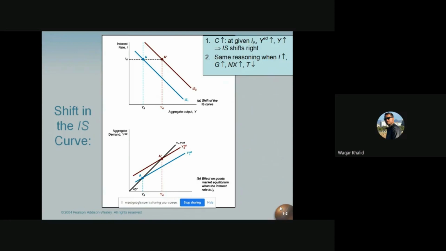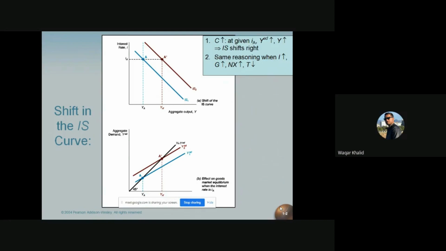There are five factors, or five candidates, as autonomous factors that can shift aggregate demand and hence affect the level of equilibrium output. Number one, changes in autonomous consumer expenditure. This is the first important factor which causes a shift in the IS curve. A rise in autonomous consumer expenditure shifts aggregate demand upward.